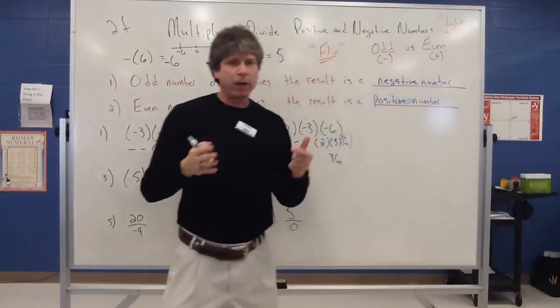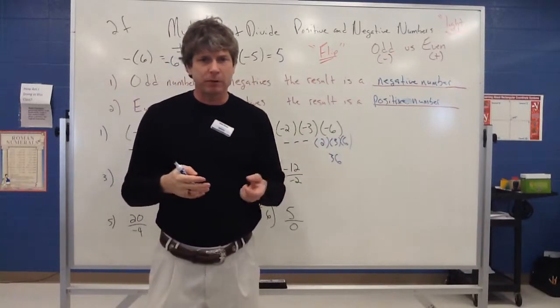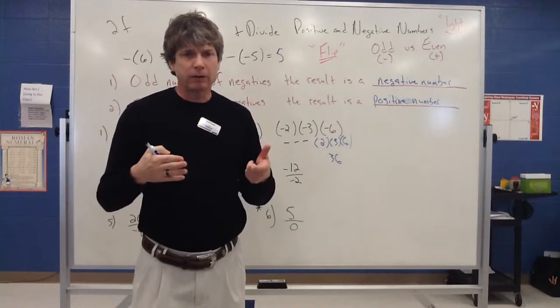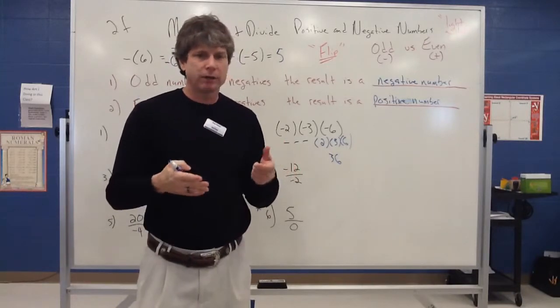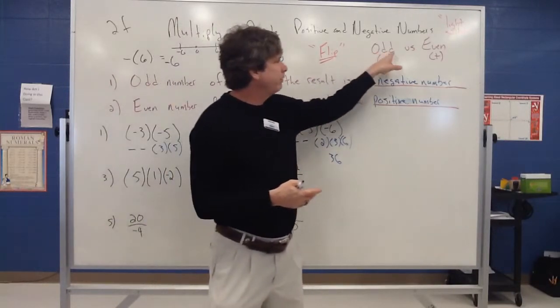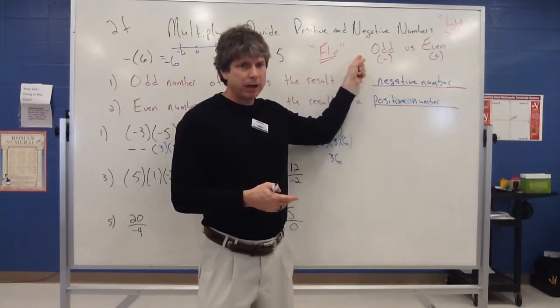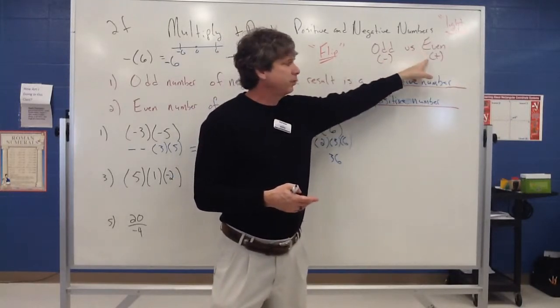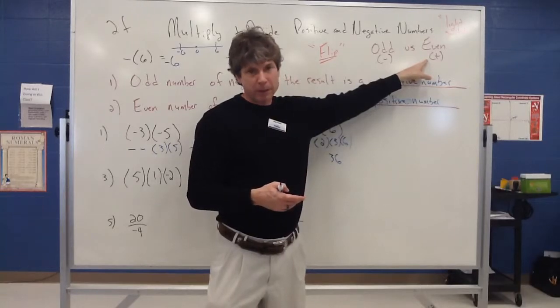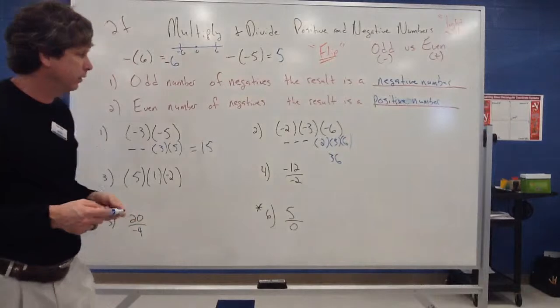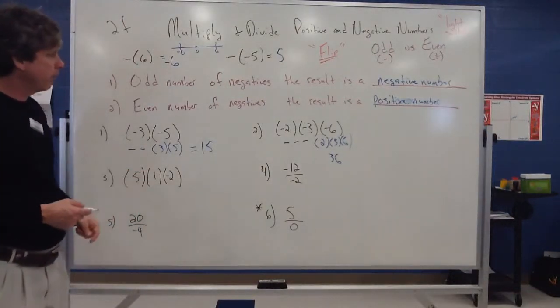So if there's an odd number of negatives, the result is a negative number. When I'm multiplying and dividing with negative numbers, all you really got to do is just count how many negatives are in the problem. The number of negatives is going to tell you whether it's positive or negative. So we use this odd versus even. If there's an odd number of negatives in the problem, the result is going to be a negative number. If there's an even number of negatives in the problem, the result is going to be a positive number. We use this odd versus even a lot when we're working with positive and negative numbers in terms of multiplying and dividing.